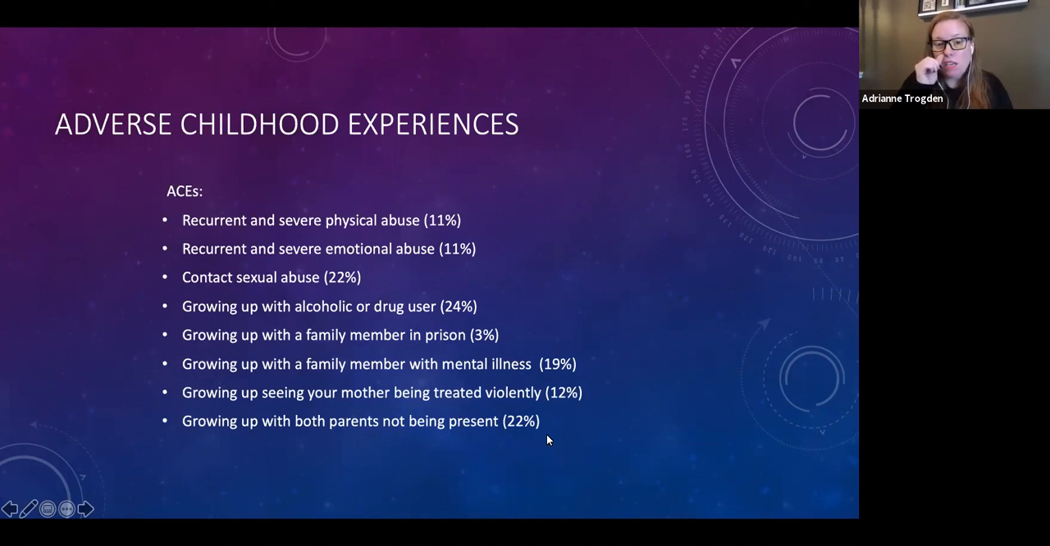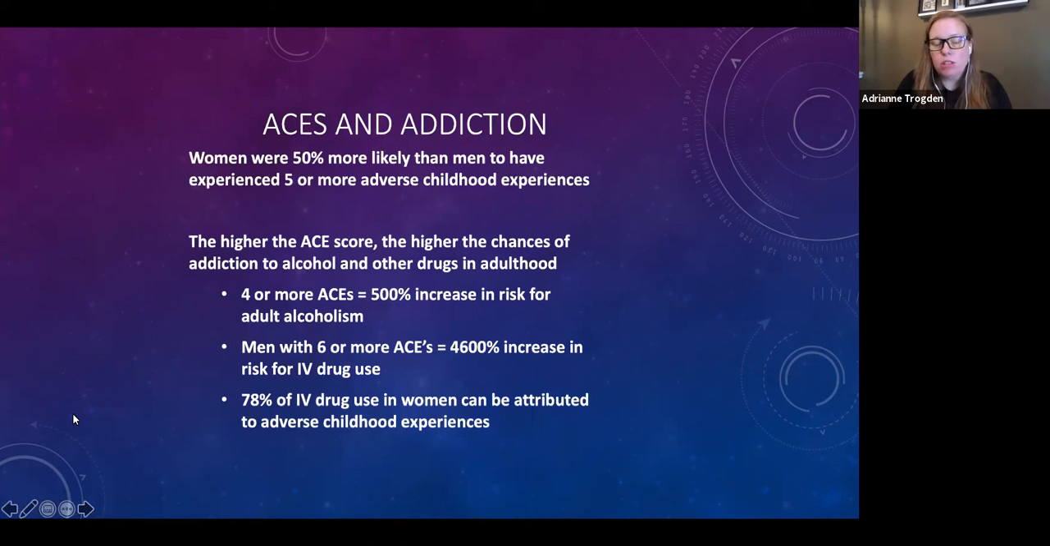So as you can see by these numbers, a good percentage of the population has had at least one of these things, or could have several of these things going on. And that might be considered trauma experiences. So how does this impact addiction? Why does it matter? What they found from the research is that women were 50% more likely than men to have experienced 5 or more adverse childhood experiences.